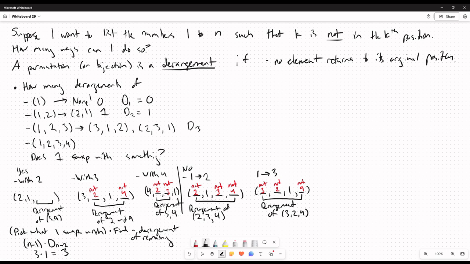And last but not least, if we send 1 to 4, we get a similar picture where we'll have blank, blank, blank, 1, where this is not 4, this is not 2, and this is not 3. And I need a derangement of 4, 2, and 3 in this case.